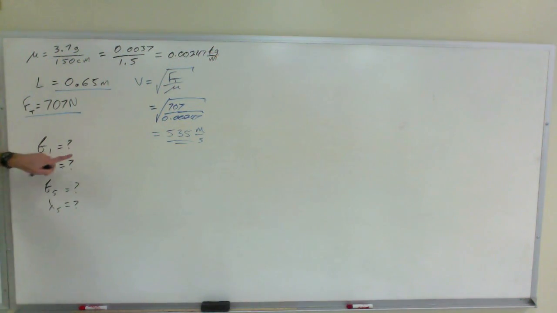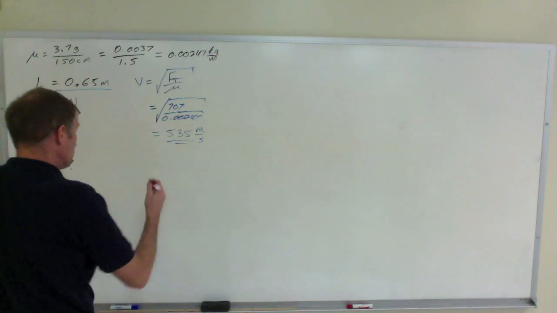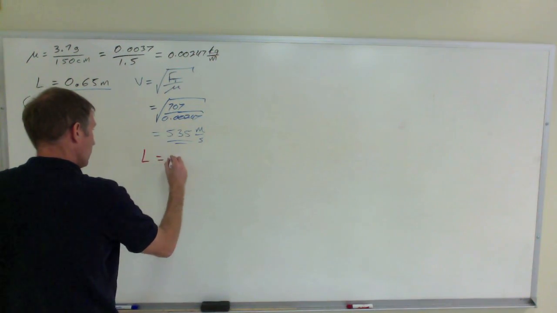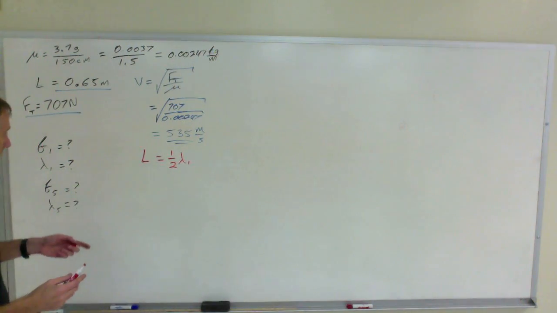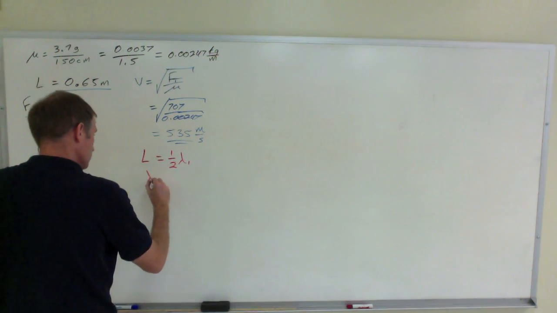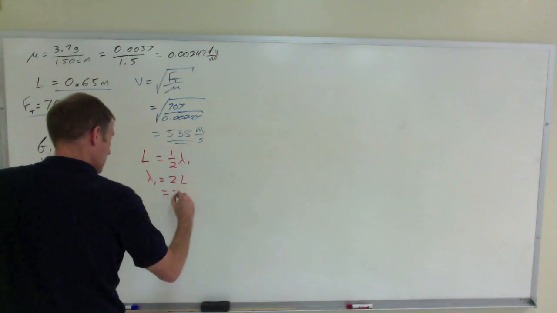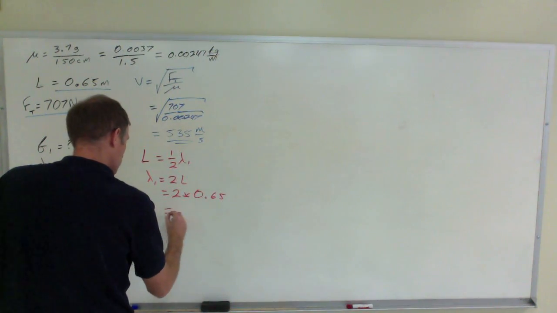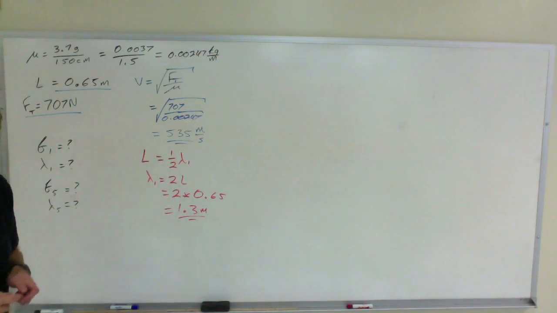So given that wave speed and the length that is actually oscillating for the string that's free to vibrate, what's the wavelength? That's the first thing, and it's the easiest thing to find, because you know that for the fundamental, L equals 1/2 lambda. So lambda equals 2L, which is 2 times 0.65, which is 1.3 meters. That's the wavelength corresponding to the fundamental.